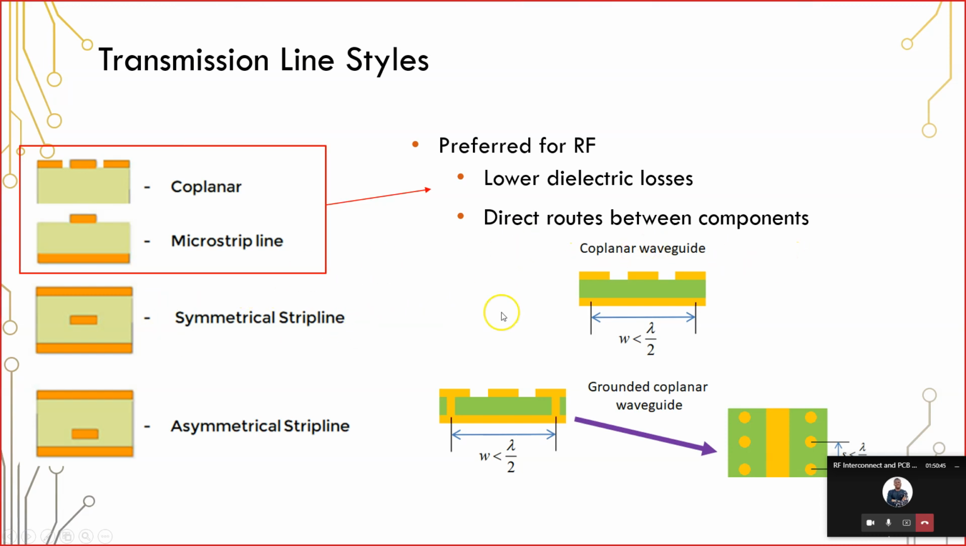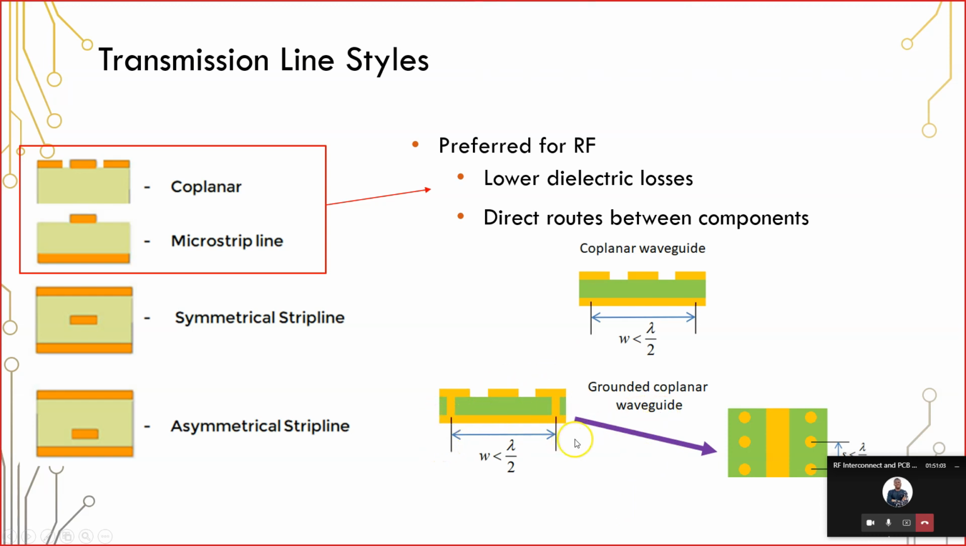Now, if you're working with a coplanar arrangement, it's not just a coplanar microstrip that you would want to use. You would actually want to use a coplanar waveguide where you have ground on the next layer. And in particular, you would like to use a grounded coplanar waveguide.